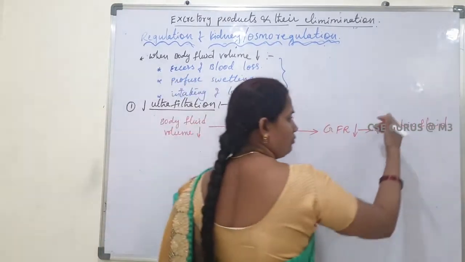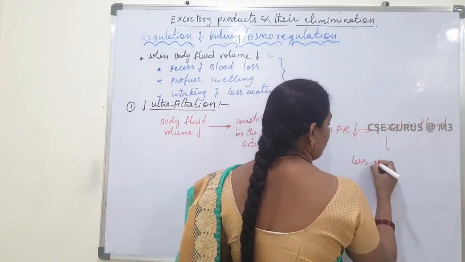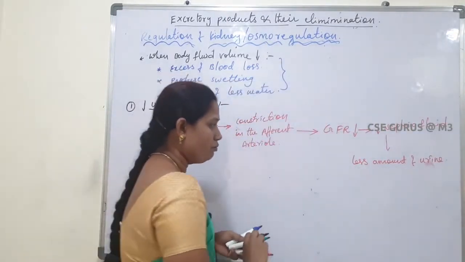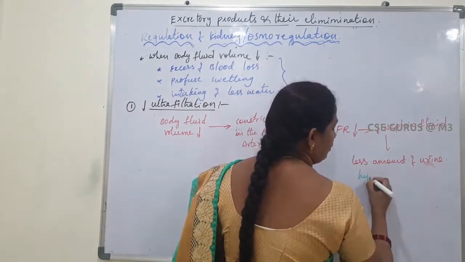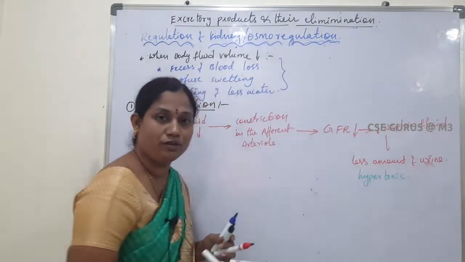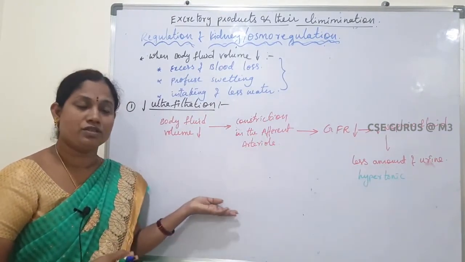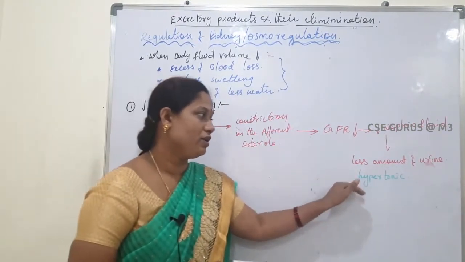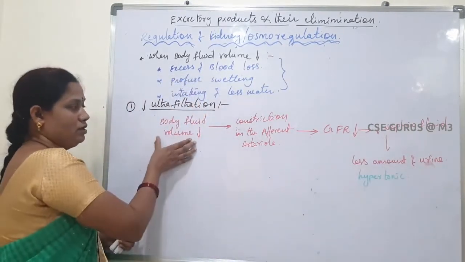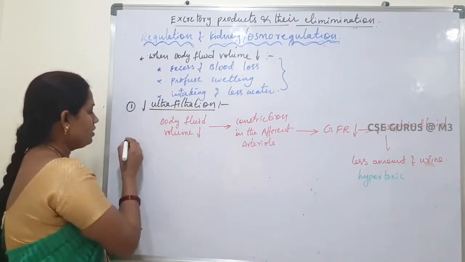Less nephric fluid forms a less amount of urine, but hypertonic, highly concentrated urine is produced. Here the water levels are decreased, so that's why hypertonic urine is produced in this situation. So here, ultrafiltration is decreased.